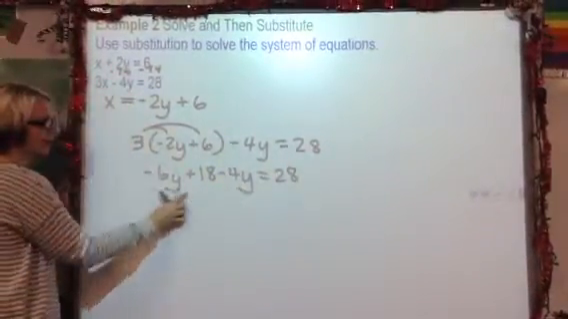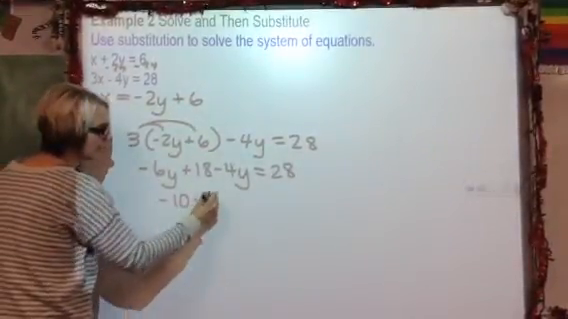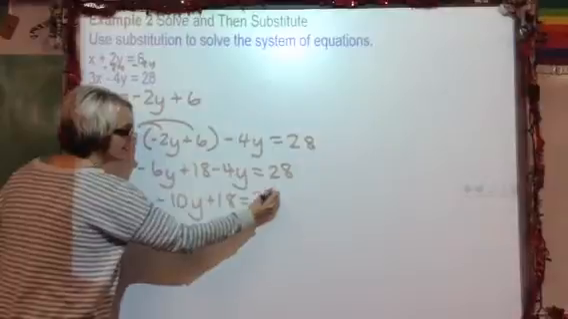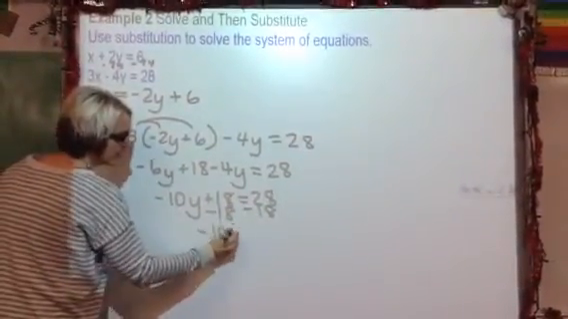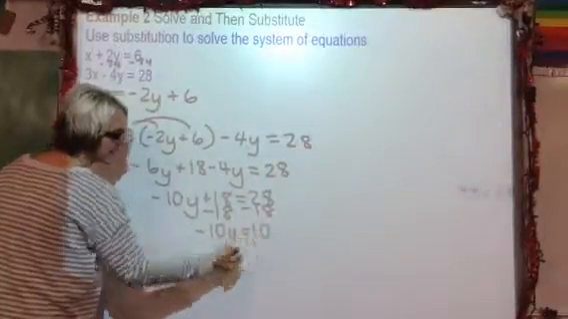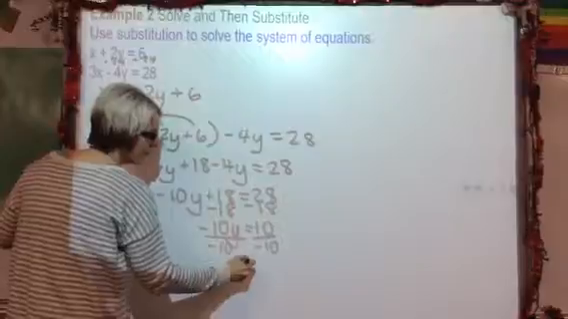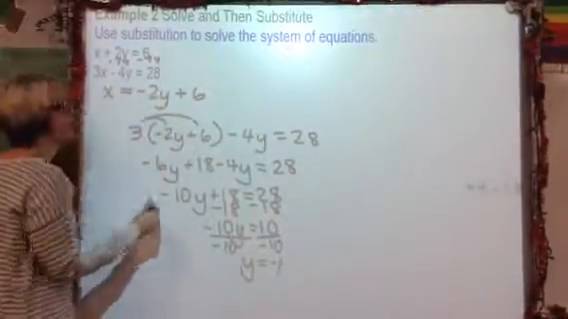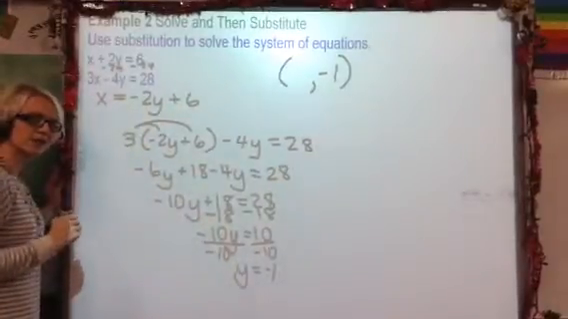I need to pack my boat and get my y's together. I'm down 6, then I go down 4 more, so it's negative 10y plus 18 equals 28. Subtract 18. And we have negative 10y is equal to positive 10. Divide by negative 10. And we have y is equal to negative 1. So I have my coordinate now, and I know my y value is negative 1.